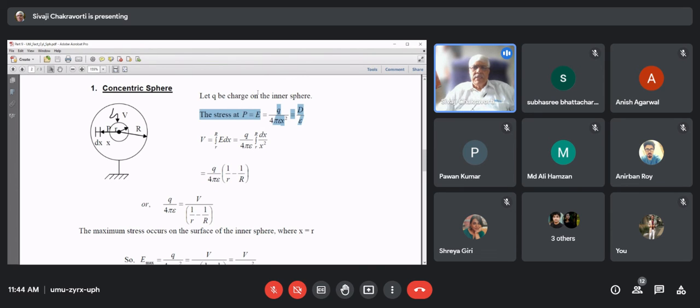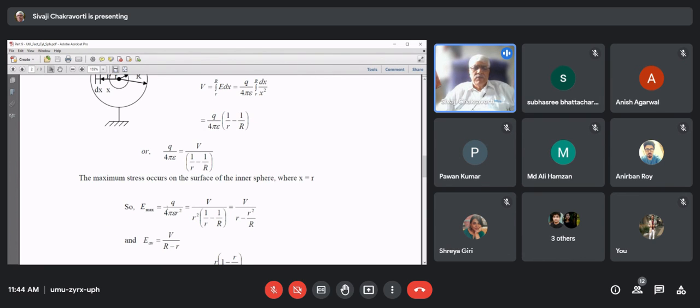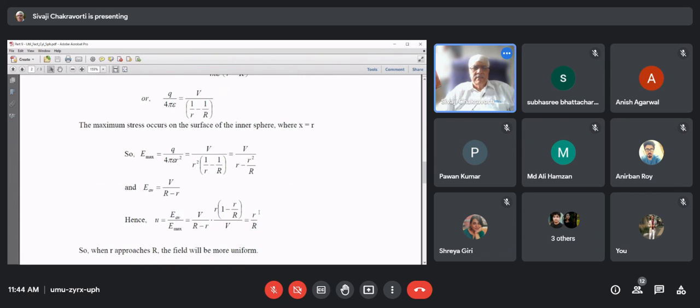And then from this expression of field intensity at any distance x, we can see that the highest value of field intensity will take place for the minimum value of x. What is the minimum value of x? That is x is equal to r, the radius of the inner sphere. You cannot go inside the inner sphere. So E max is Q by 4 pi epsilon r square. And therefore we get an expression for E max.